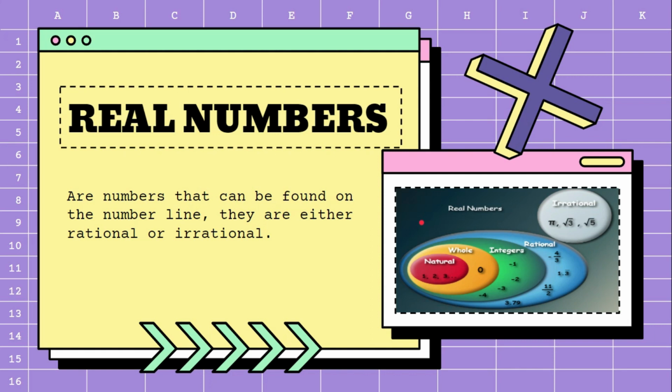If you look at the image here, real numbers are kind of a big family, and they include natural numbers, whole numbers, integers, rational numbers, and irrational numbers as well. So all of these are subsets of real numbers.